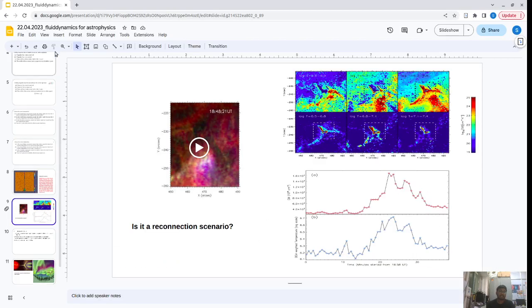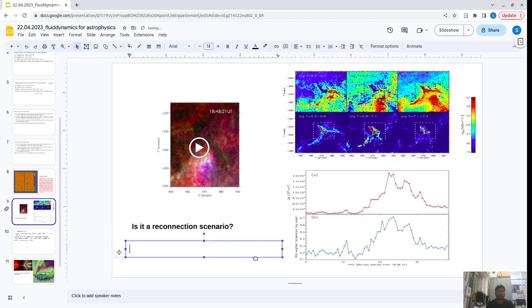Okay, so I am not going to write many things here. The only thing I want to write here is: the answer is yes. Heating is one of the observational evidence of magnetic reconnection.